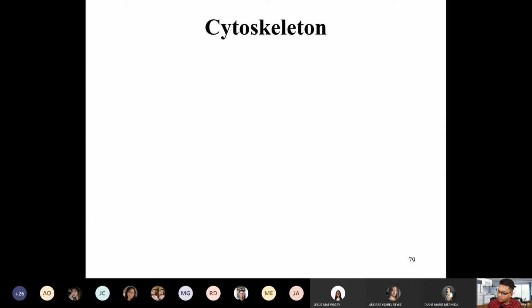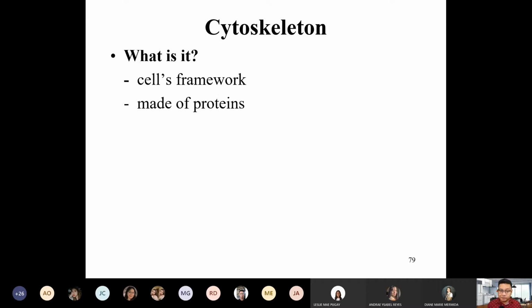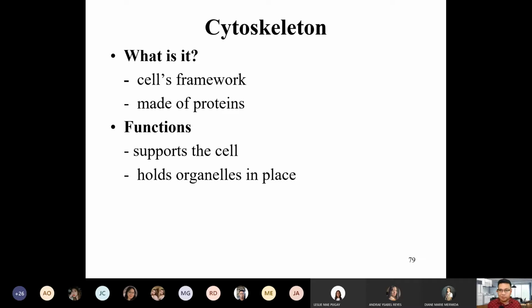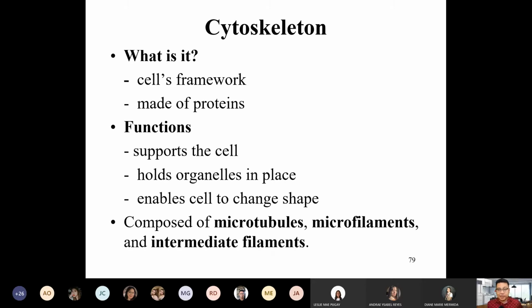Next, we have our cytoskeleton. Similar to the human body, which has a skeleton, the cytoskeleton is the skeleton of the cell. Primary role of our cytoskeleton is to hold together the structure of the cell. Okay, it's the cell's framework. It is made out of proteins, and its primary function is to support the shape of the cell. It holds organelles in place, and it enables the cell to change shape. We have three types of cytoskeletons, which is our microtubules, microfilaments, and intermediate filaments.